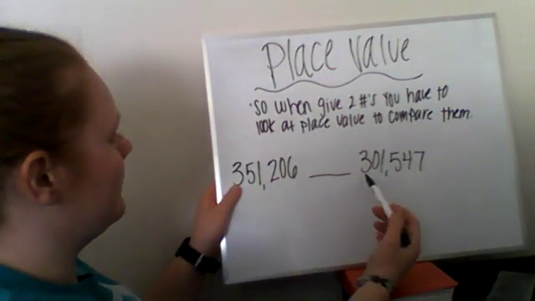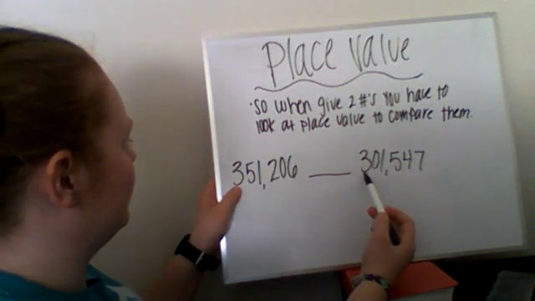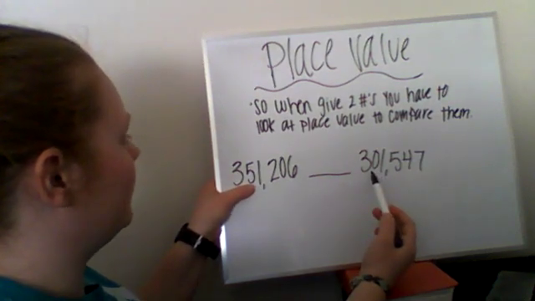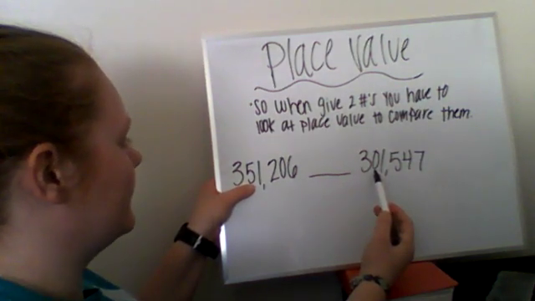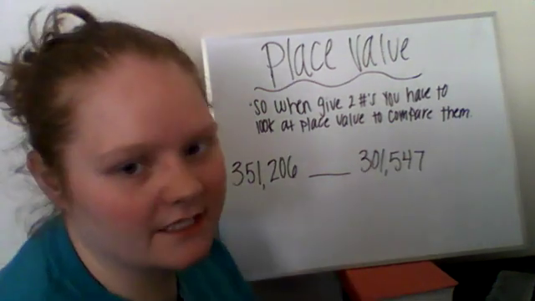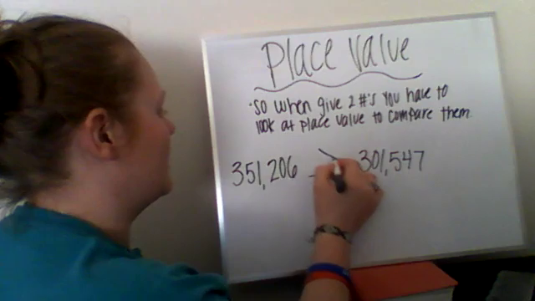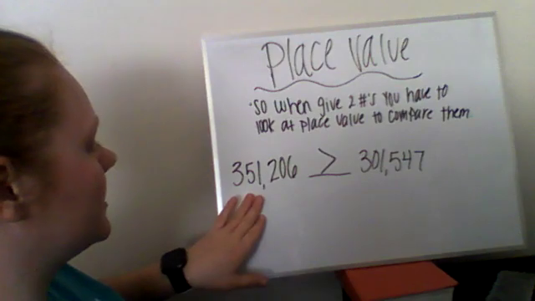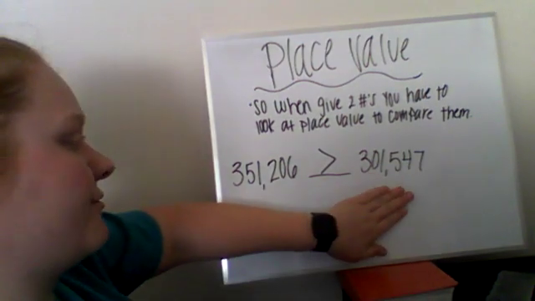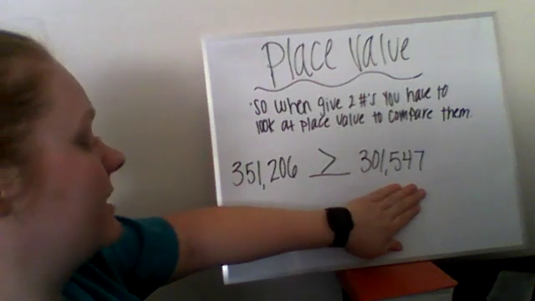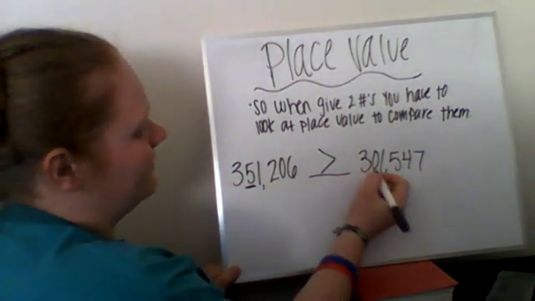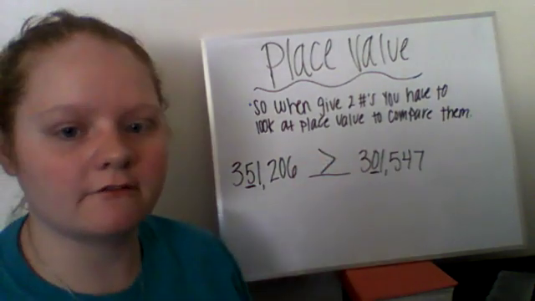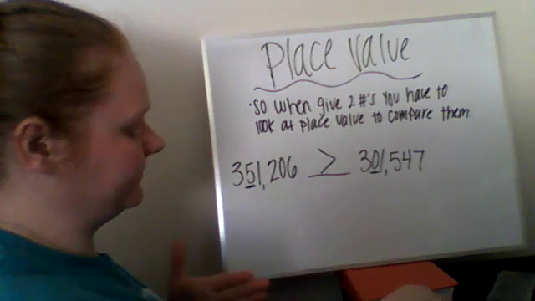When you look at this, you need to look at your place value. In both numbers, in my hundred thousands, I have 3. Okay, so then let's go to our ten thousands. I have a 5 over here and a 0 over here. Oh, I know 5 is greater than 0, so that automatically tells me my left-hand side number is greater. So 351,206 is greater than 301,547 because in my 10,000s place value, my 5 is greater than 0. So my left-hand side number is greater.